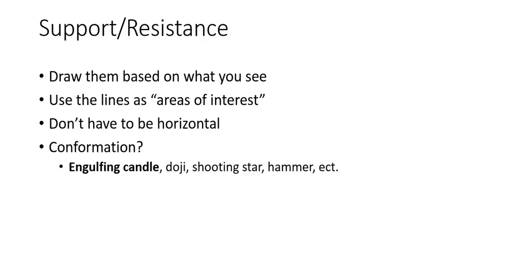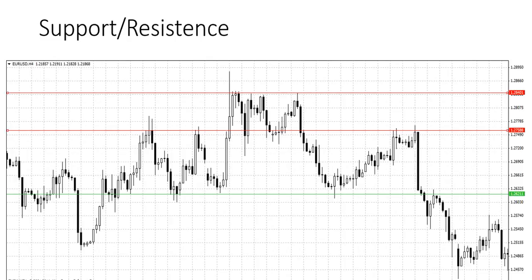We draw the lines really based on what we see, what strikes out the most. Use these lines again, as I said, as areas. My most important point: areas of interest. Definitely not guaranteed. And the price wouldn't go anywhere if it was guaranteed to reverse every time it hit something.